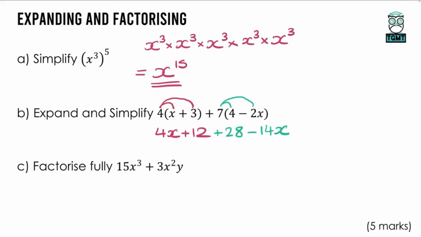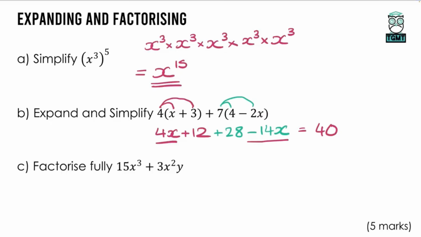Again, it doesn't really matter here which you collect first. However, having an awareness of the symbols here might just encourage you to add the numbers together first, because we have 12 add 28, which is equal to 40. And then we have the 4x minus 14x, which will give us a negative. And it's just a little bit nicer looking if we put the negative in the second place here.